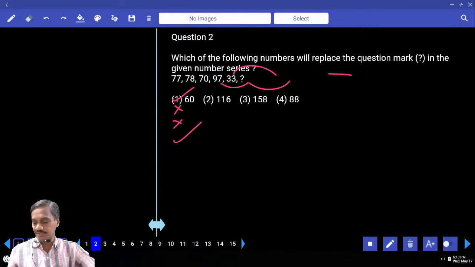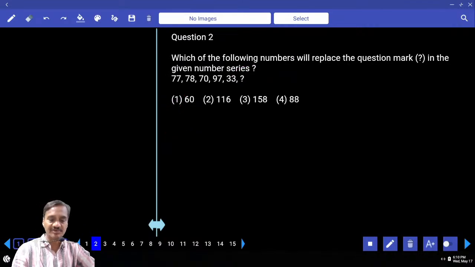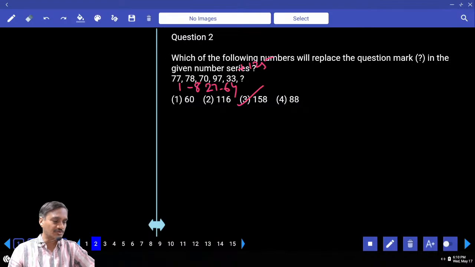Then coming to question number 2, 77 and 78, difference is 1. Next, minus 8, 27, minus 64. What are these numbers? 1 cube, 2 cube, 3 cube, 4 cube, plus 5 cube. 125 plus 33. That is 158, choice 3. Then question number 3.